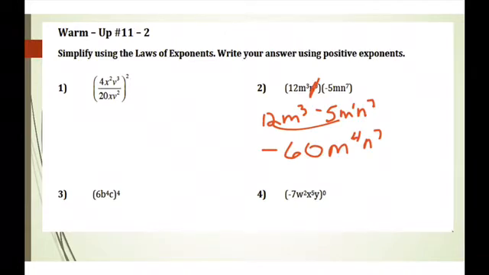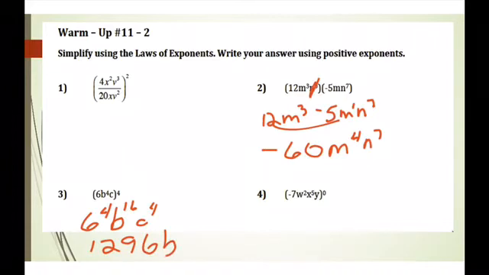For number 3, there's nothing inside to clean up, so I'm going to have 6 to the 4th, b to the 4th to the 4th, so that's b to the 4th 4 different times, so that's b to the 16th, and then c to the 4th. So 6 to the 4th, you can use your calculator for that, so that's 1296, and then b to the 16th, c to the 4th. Okay, and then for number 4, everything inside of this parenthesis is being raised to the 0 power, so that whole thing is equal to 1.